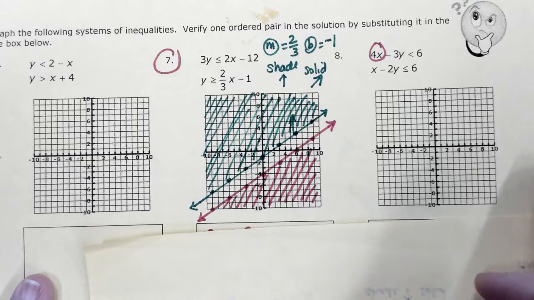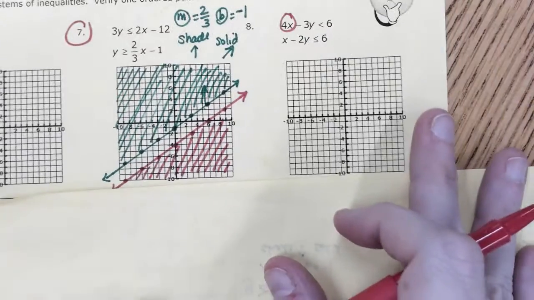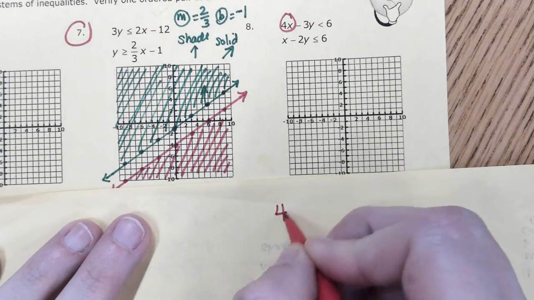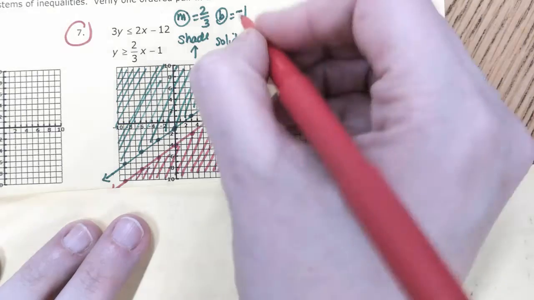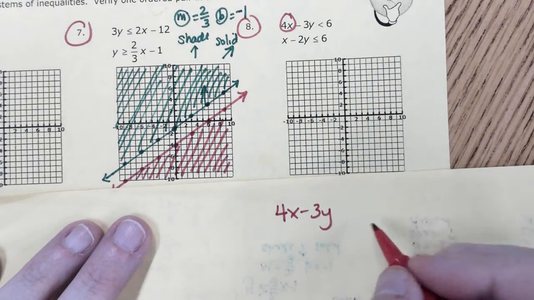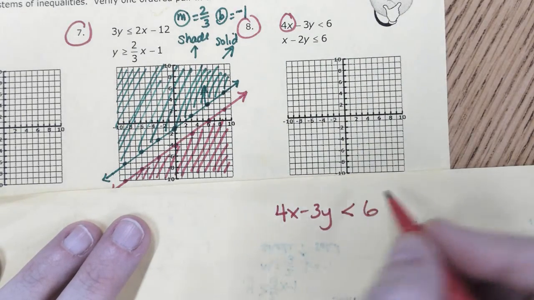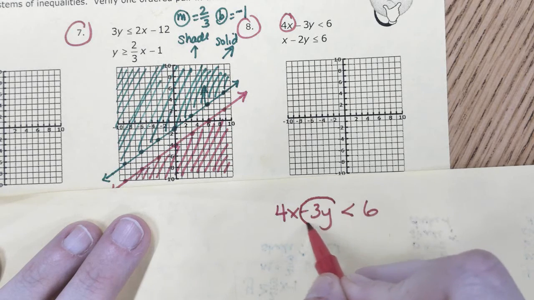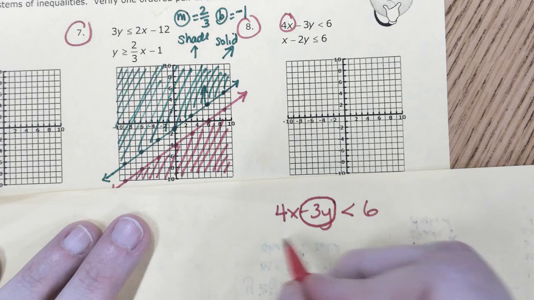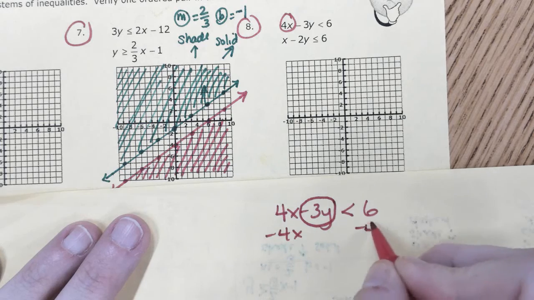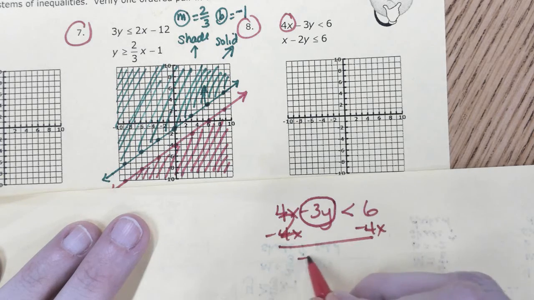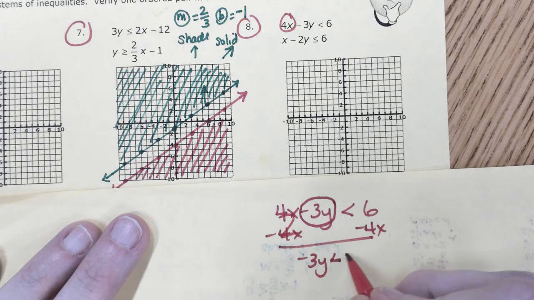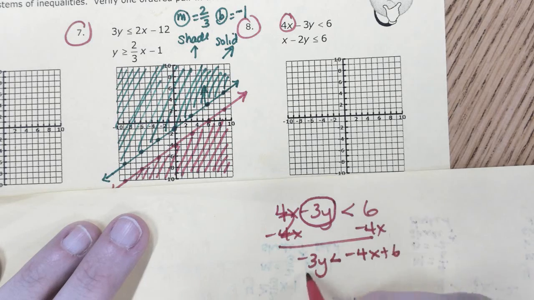These are both in standard form, so we're going to convert them into slope-intercept form. 4x minus 3y is less than 6. I don't know why I just circled that. I meant to circle the 8. I'm a ding dong. Okay, so I want to get y by itself, so I'm going to circle everything, letter, number, and sign. I'm going to subtract 4x from both sides. I get -3y less than -4x plus 6.